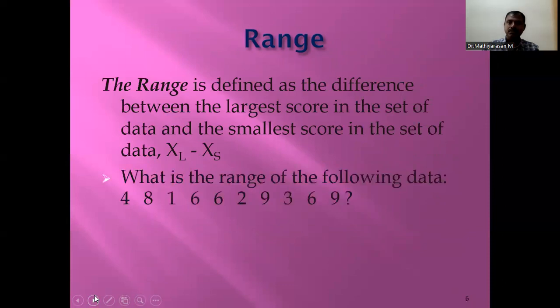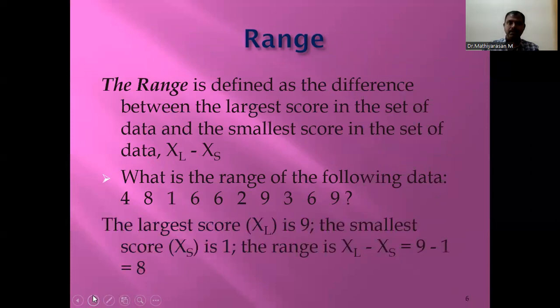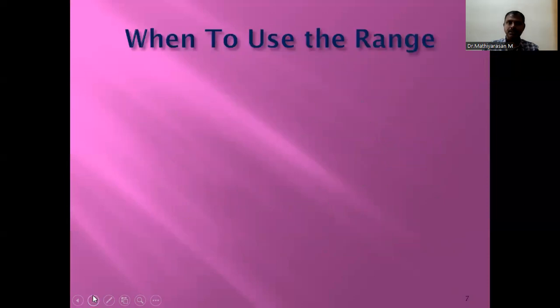See here, what is the range of the following data? Here you can see which is the highest value, which is the largest value, and the smallest value. So highest value 9, smallest value 1. So 9 minus 1, 8. So the largest score minus the smallest score, that is called range. So when to use the range?